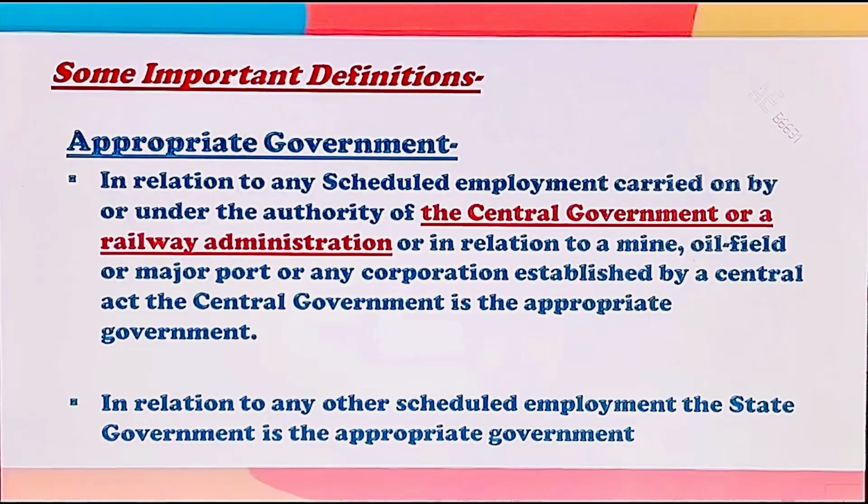Appropriate government. Central government कहाँ पर appropriate government होती है? Scheduled employment carried on by or under the authority of central government or railway administration, or in relation to mine, oil field or major port, or any corporation established by a central act. इन सभी जगहों पर सेंट्रल गवर्नमेंट एप्रोप्रिएट गवर्नमेंट होती है. और बाकी सारे स्केड्यूल्ड एम्प्लॉयमेंट के लिए स्टेट गवर्नमेंट एप्रोप्रिएट गवर्नमेंट होती है.